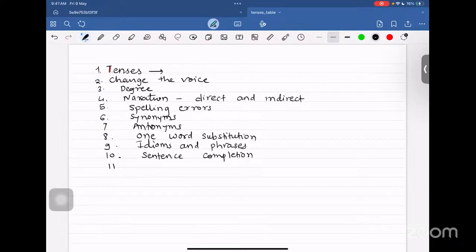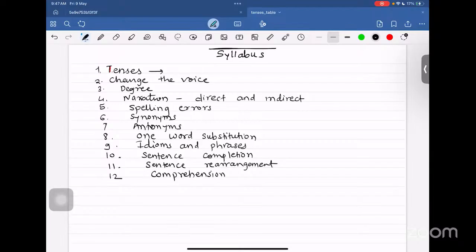Eleventh, we will also be studying sentence rearrangement. Twelfth, comprehension. You can take the screenshot. Okay, this much part we are going to cover.